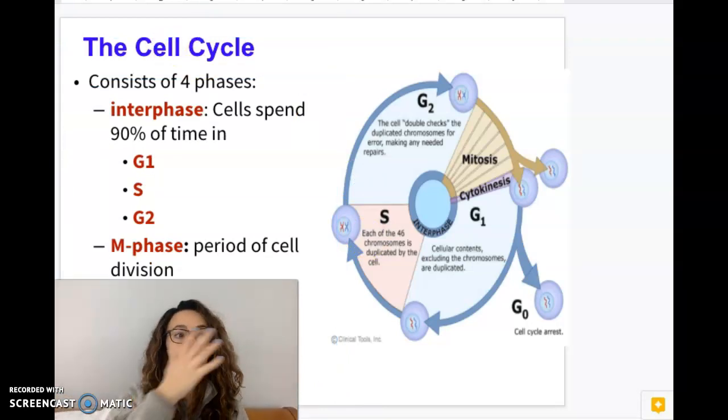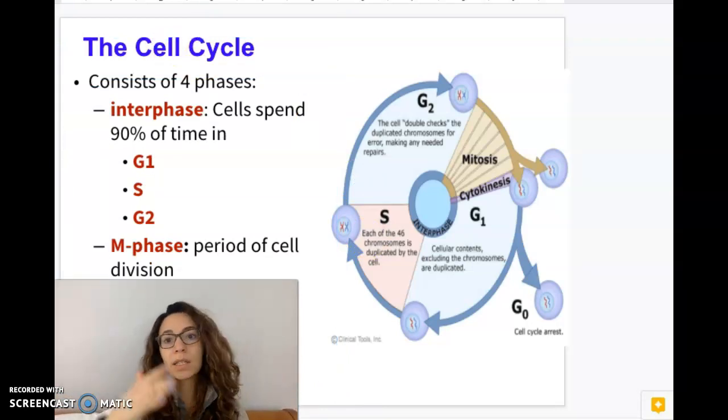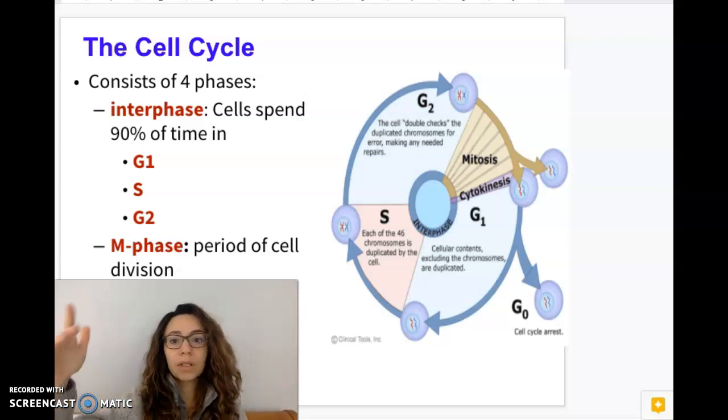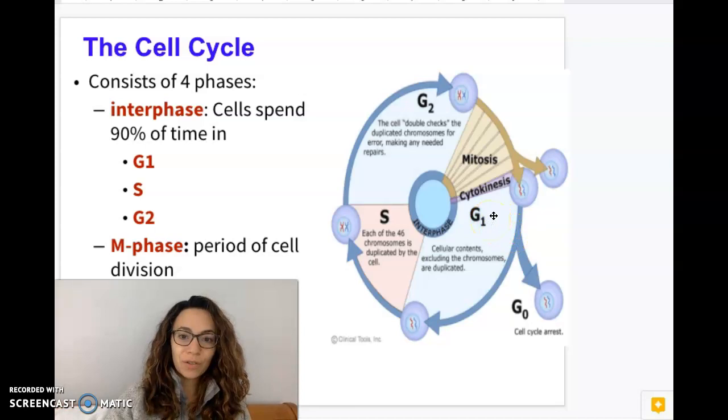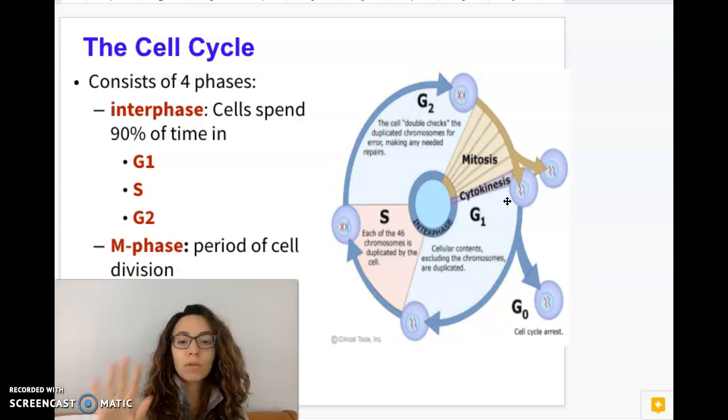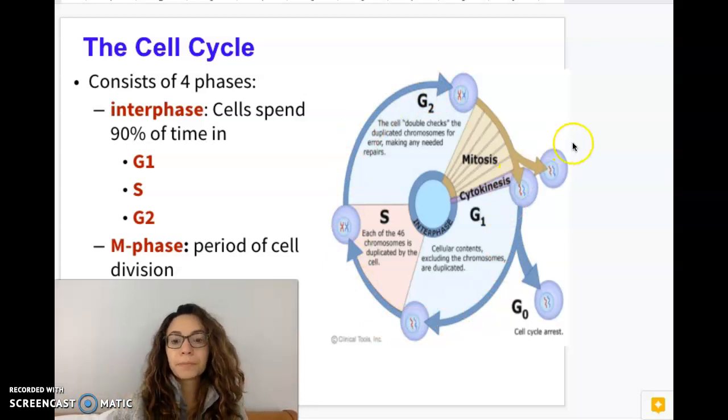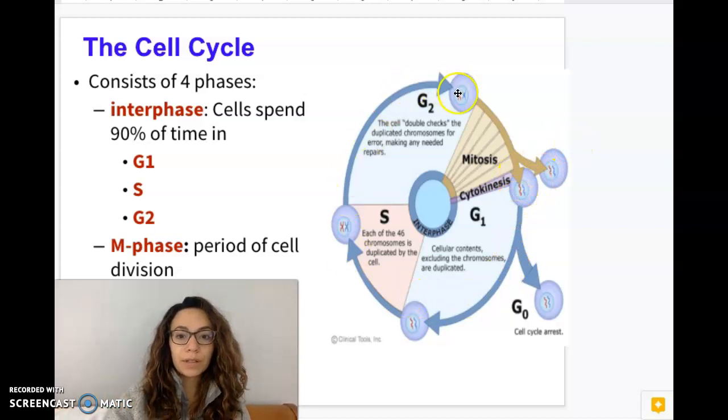Humans have a life cycle. We're babies, then we're kids, then we're teenagers, then we're adults, then we're old, and then we die. Cells have a similar life cycle. The majority of their life is spent in interphase. So that's this whole section here that's kind of blue and pink. The G1, S, and G2 is all part of interphase. This is like the cell's adult life. When they're just functioning, doing their regular cell jobs, they're in interphase.